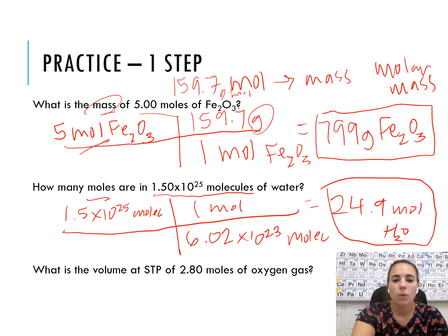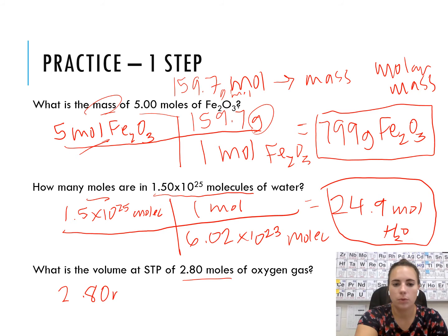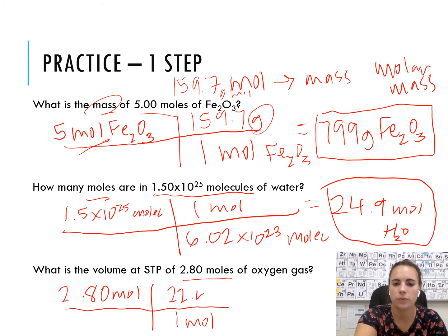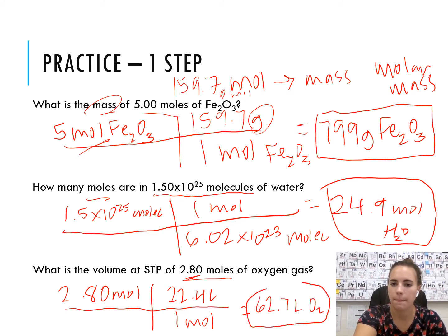Okay? What is the volume at STP of 2.8 moles of oxygen gas? So I'm starting with 2.8 moles, and I want to go to volume. What conversion do I have that goes moles to volume? Oh, 22.4. So 1 mole is 22.4 liters. So I'm going to multiply across the top, and I'm going to get 62.72, which I'm going to round to 3 sig figs. So I have 62.7 liters of oxygen gas.